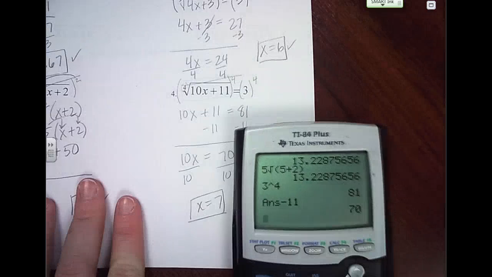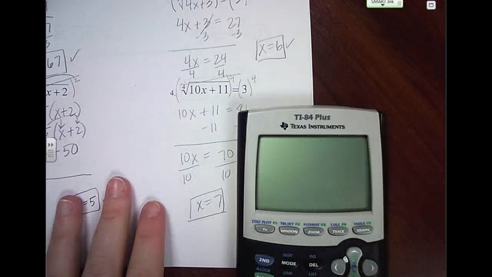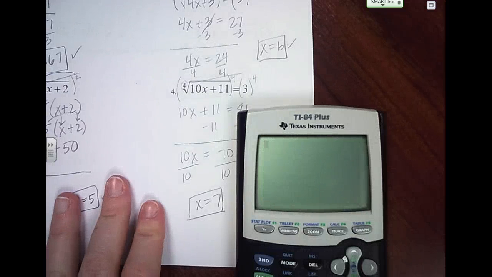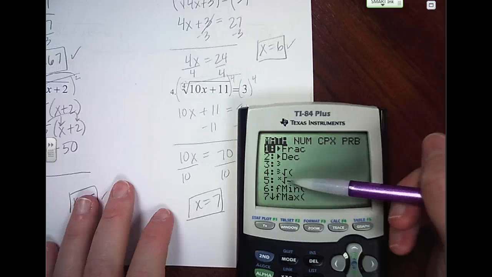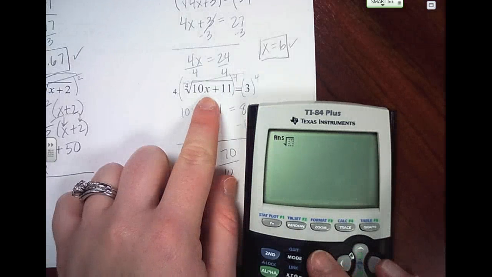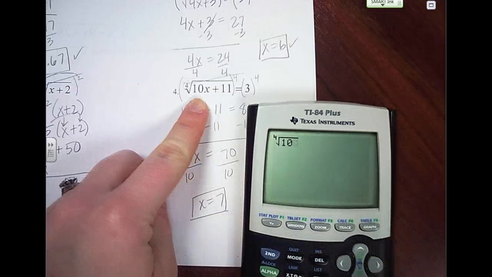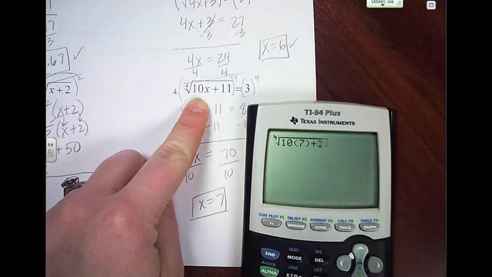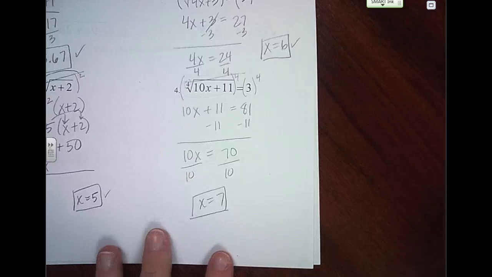And let's check that. To do a 4th root, let me do it on the school calculator so you see what it looks like. To do a 4th root, you're going to still press math, and then you're going to press number 5 that has the x. So I press number 5, then I can go back, delete this and put in a 4. Then I have 10x, so 10 times 7 plus 11 equals, and I got 3. So that works.